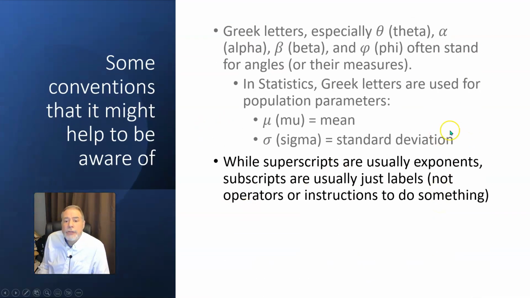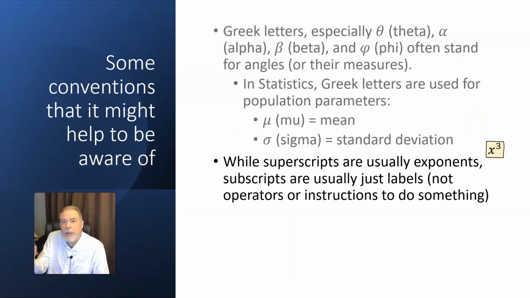And while superscripts are usually exponents that tell you what power to raise a number or a variable to, so for example, x with a superscript 3 means x to the 3 power, which means 3 x's multiplied together, x times x times x.